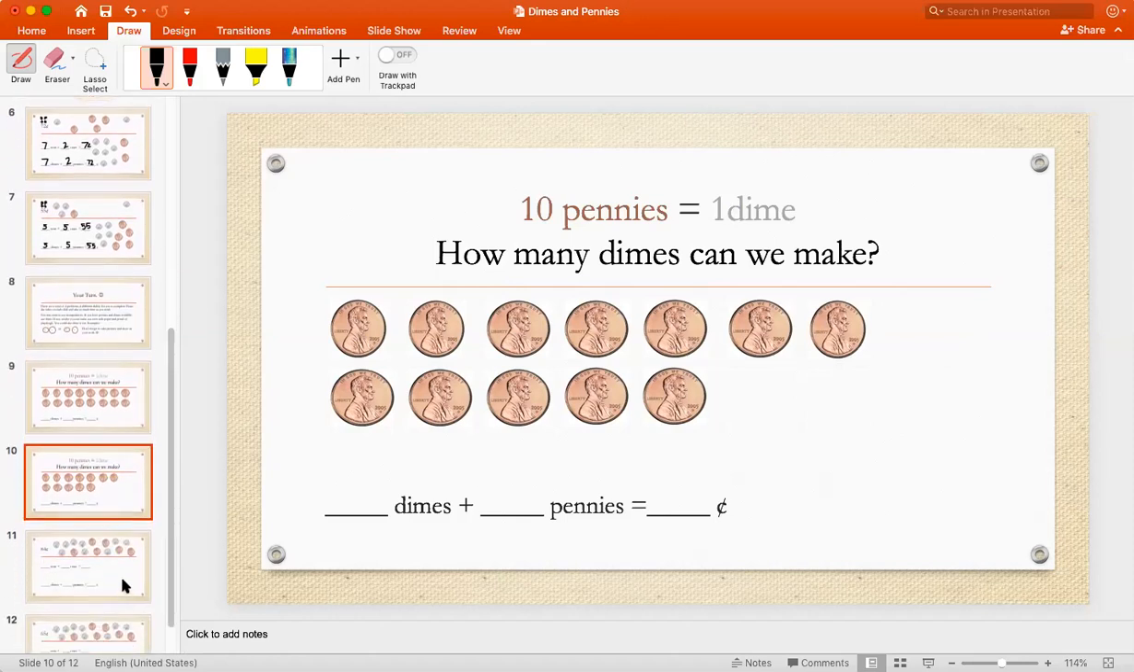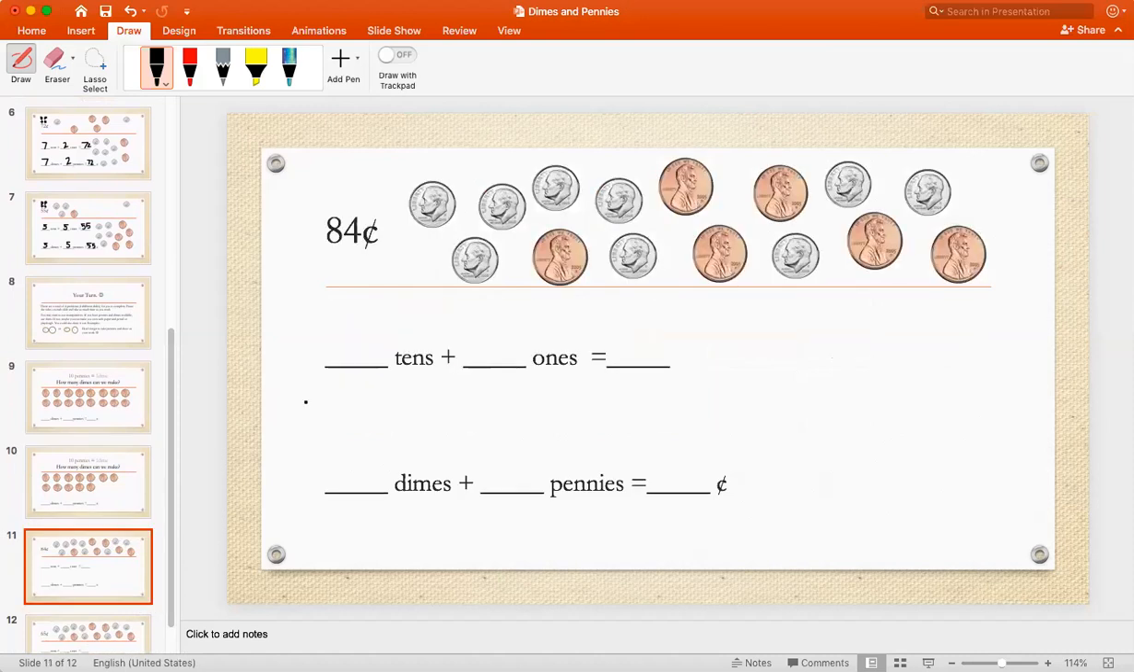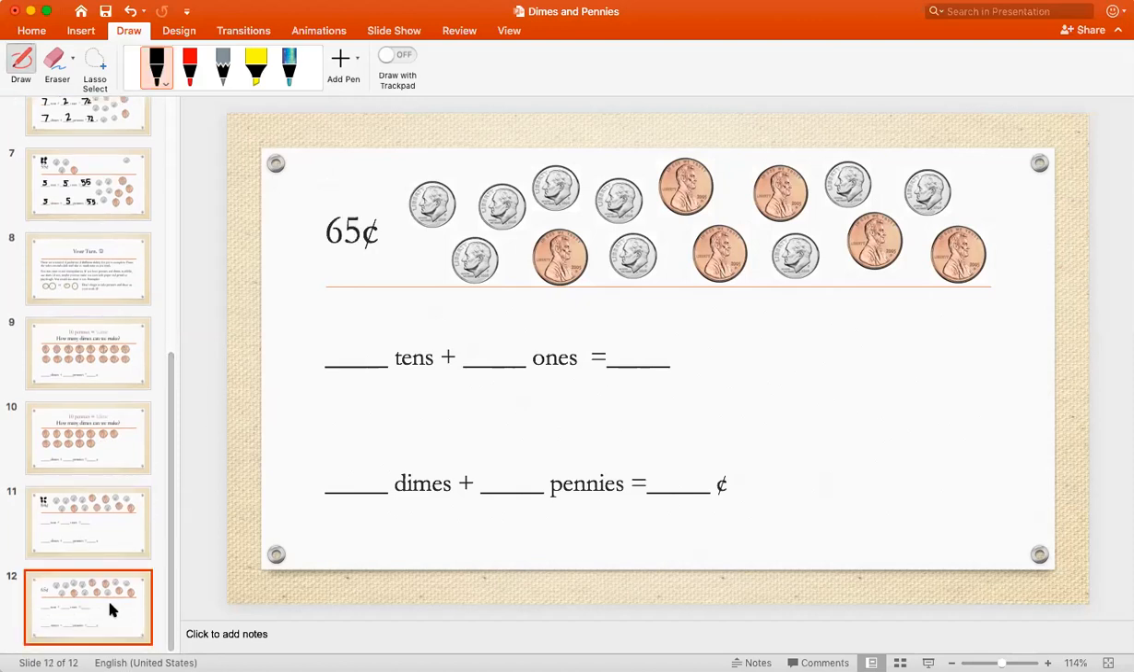Okay, slide 11, you would copy these 2 equations on your paper and write 84 cents. Then you would locate the tens and the ones, just like we did, and then dimes and pennies. Oops, that doesn't look like a D, I'm sorry. Dimes and pennies, and then you would use manipulatives to build it, or you could draw it out to the side. Okay, same thing on the next slide.